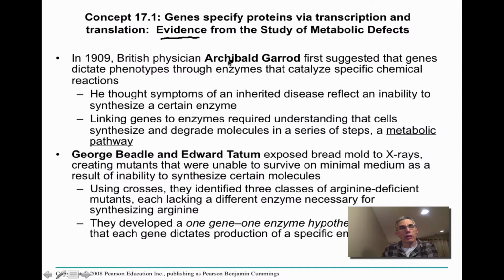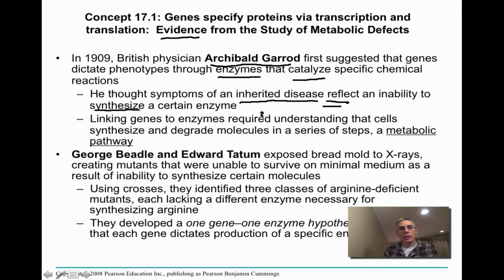Now, in 1909, a British physician by the name of Archibald Garrod was the first to suggest that genes actually dictate the phenotypes that you would find in different organisms. And they dictate those phenotypes through specific enzymes that catalyze or encourage specific chemical reactions. So one thing that he had thought about was inherited disease. He had thought that the symptoms of an inherited disease actually reflect an inability in that organism to synthesize, or make, a certain type of enzyme.